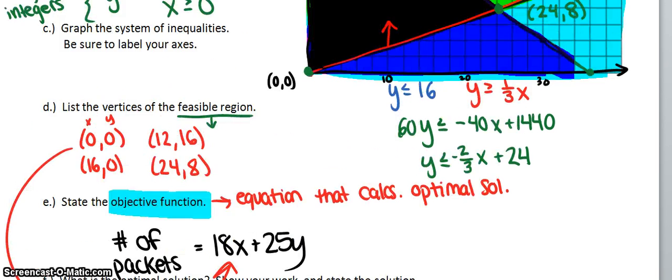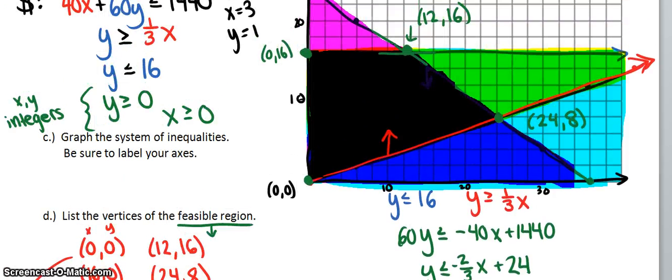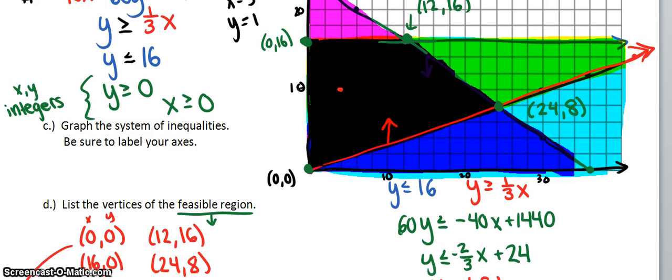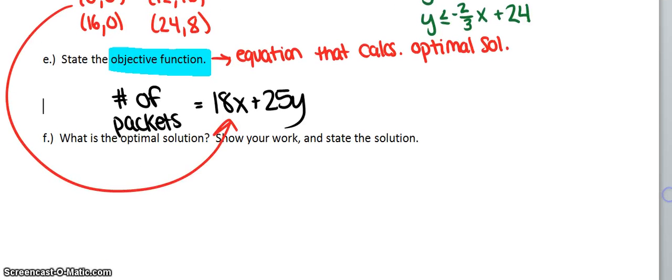The reason you can just focus on these vertices is because they're the most extreme values of the feasible region. So I wouldn't pick a value in here to plug in because I already know this x and y combination is going to be greater, or at least this x value is going to be greater, or this y value is going to be greater. So they're the extremes. And we can talk about that a little bit more in class, but you're always going to plug in the vertices and see what your optimal solution is.